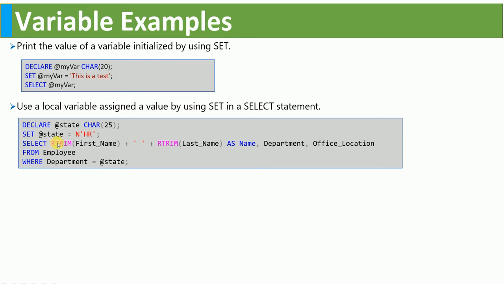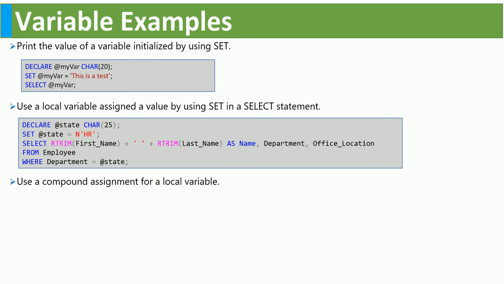Now here is my query, how we write it down. This is the trimmed first name and the last name, which will be clubbed together and make a column called Name. Next column is department, office location is the next column, and it's from the employee table. And now where I'm going to use this declared variable, I'm using it inside the WHERE condition: where department is equal to @state. So if I have the value inside the department, which I set inside the state equal to HR, then it will filter the data. So that's how the declared variable is working here.